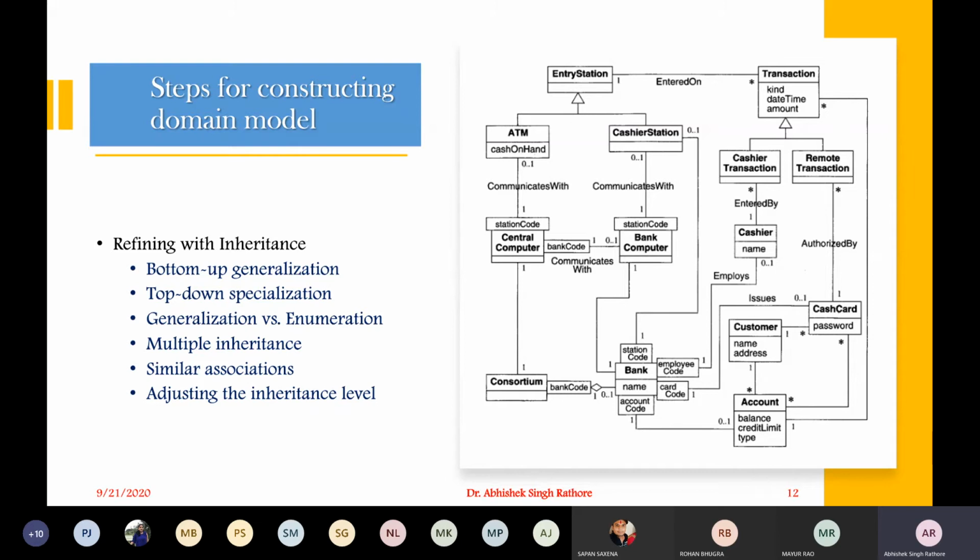First is bottom up generalization. When we are considering bottom up generalization, we can discover our inheritance from the bottom up by searching for classes having similar attributes, associations and operations. And in this generalization, we can define our superclasses to share our common features. So my first criterion is that we discover inheritance going from the bottom to the top.